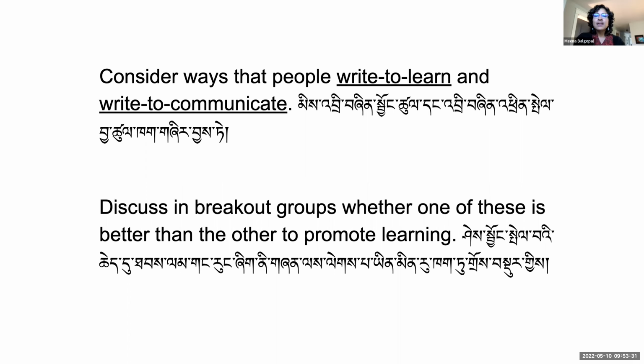So it sounds like their answer is that writing to communicate requires that you are revising your ideas, and you can only revise them if you are writing to learn initially. So it sounds like for them it's kind of a combination, but working towards writing to communicate.